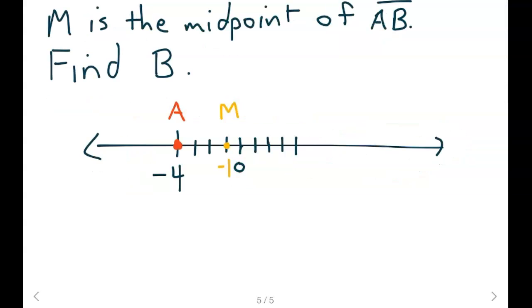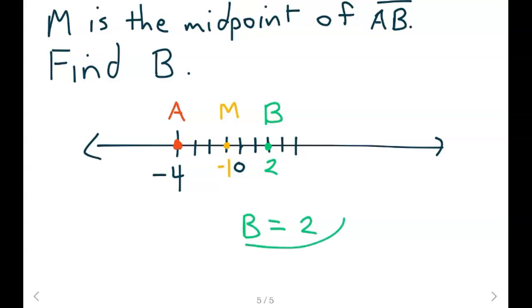And then occasionally they may give you the midpoint and they may ask for the other endpoint. So here I'm thinking, okay, I got an endpoint. From the endpoint to the midpoint, it's 1, 2, 3. I need to go 3 more. 1, 2, 3 to find the other endpoint. And so the other endpoint is at 2.